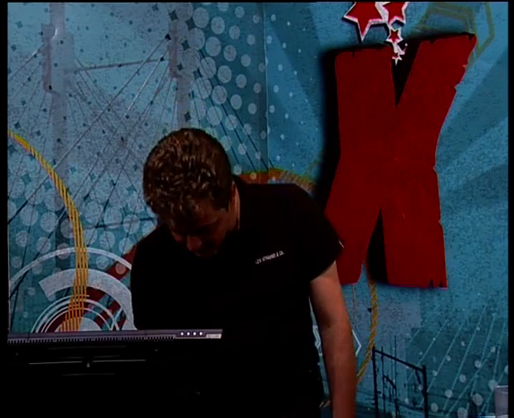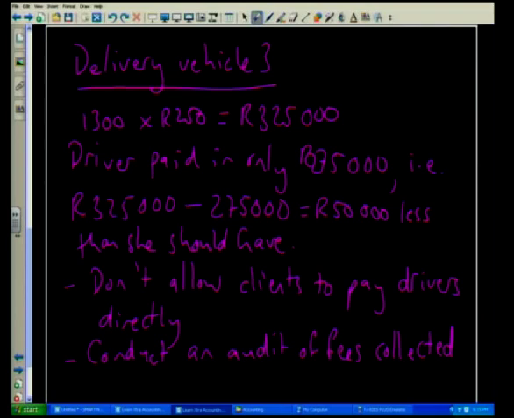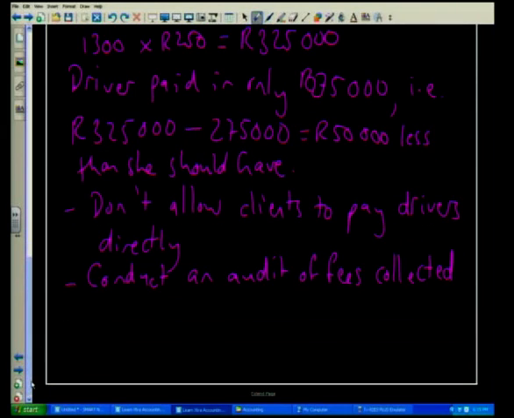Another possible way would be that you could conduct an audit of the fees collected. So you could take some or other steps to try to identify where and why the driver is losing the money, or where the money has gone. And if it's been proven, or it's been suspected, that the driver has been acting unethically, one could also conduct a disciplinary hearing against the driver.